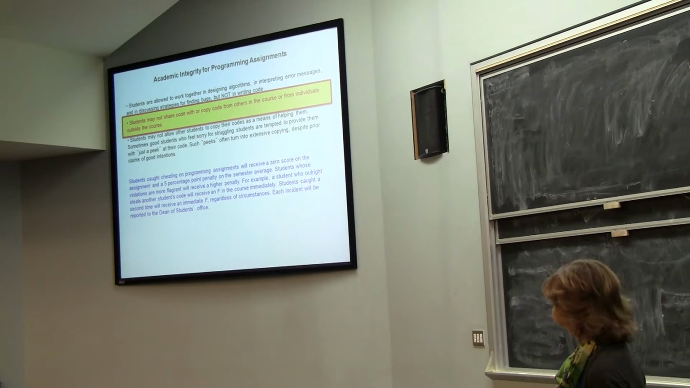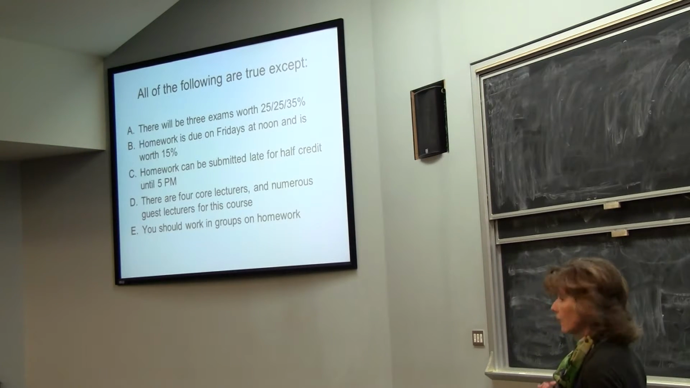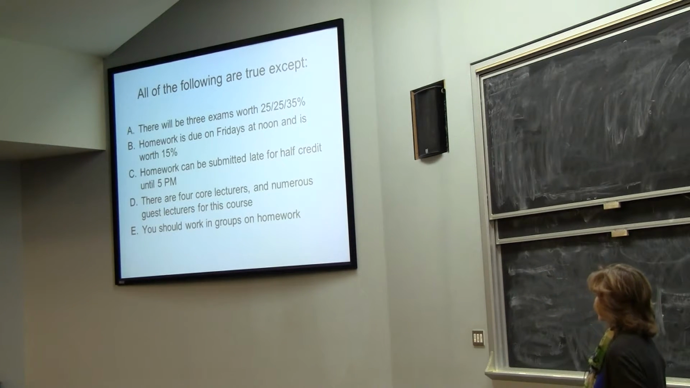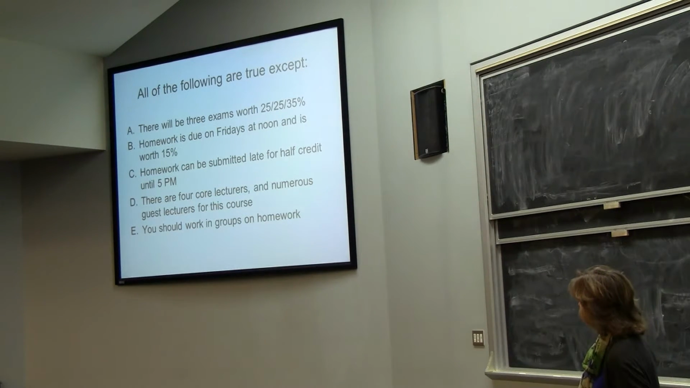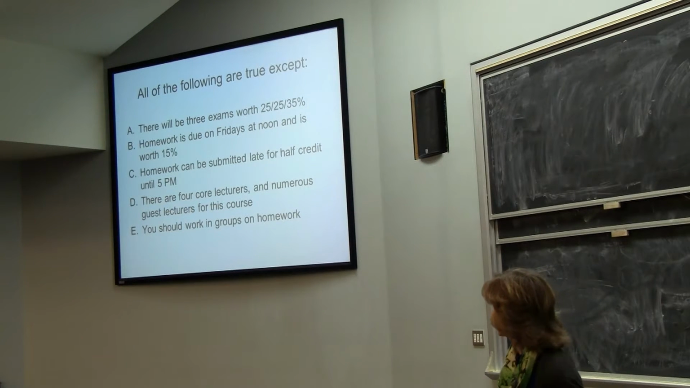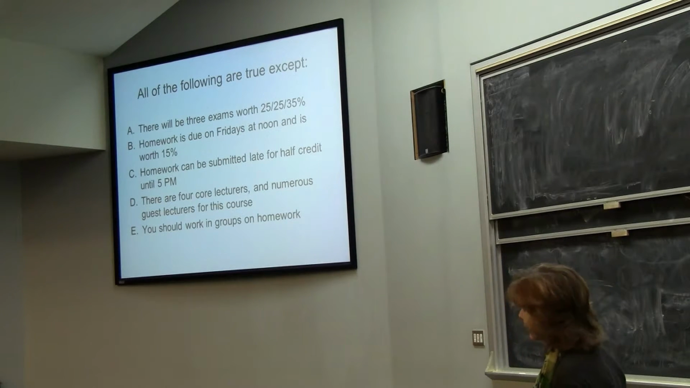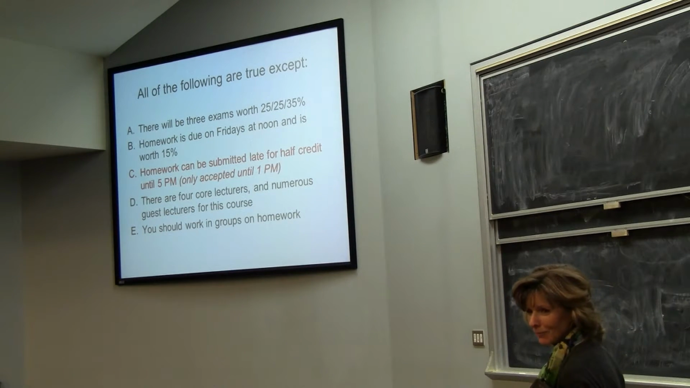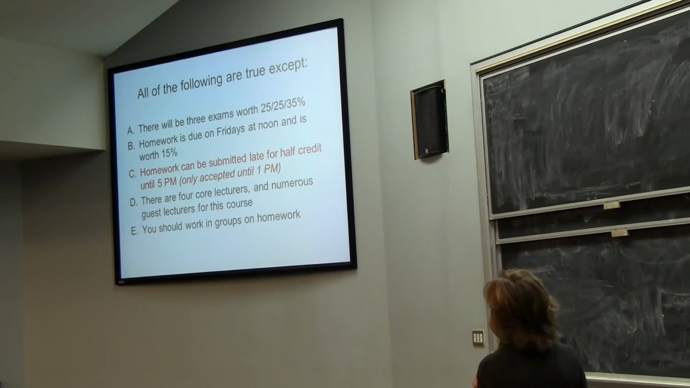All right, so I know you don't have clickers with you, but figure out the answer to this. All the following are true except: there'll be 3 exams worth 25, 25, and 35%. Homework's due on Fridays at noon and is worth 15%. Homework can be submitted late for half credit until 5. There's 4 core lectures and numerous guest lectures, and you should work in groups on homework. Think about it for a second, talk to a neighbor. All right, C, okay? So get that in by 1, okay?